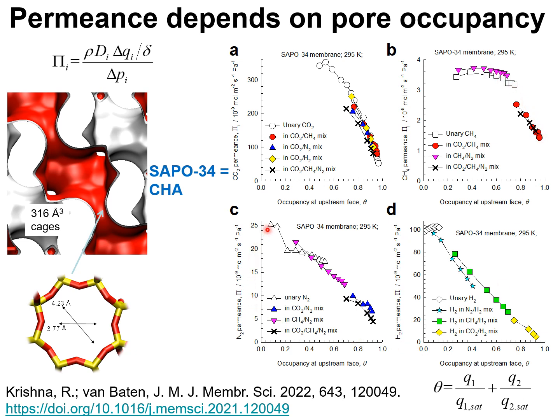The same is true for nitrogen. Plotted against the occupancy at the upstream phase, the data for unary permeance and component permeances all lie on a single line. The same is true for hydrogen. This is the unary permeance data, and the component permeances in mixtures with CO2, mixtures with hydrogen, and mixtures with nitrogen, they all lie on a unique line. So the component permeances are strongly dependent on the occupancy in the upstream compartment.